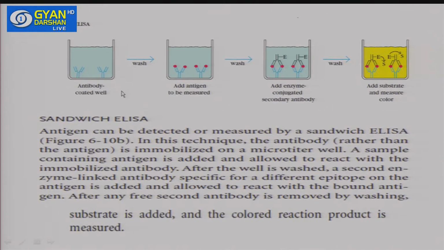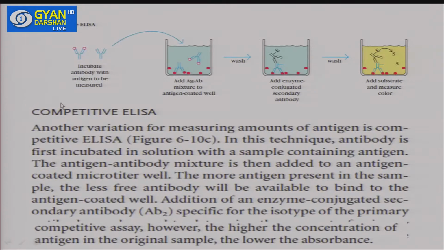Sandwich ELISA is just the reverse. Here the antibody is coated. That is, the microtiter well, you coat it with antibody, and then it is immobilized, and then you apply the antigen and allow it to react with the immobilized antibody. Then you go for the washing and you use the second enzyme linked antibody for a different epitope on the antigen.